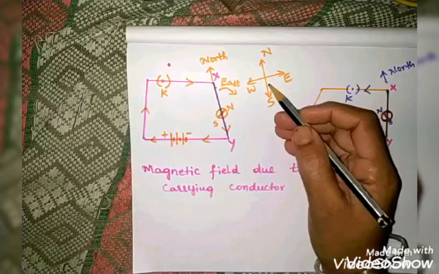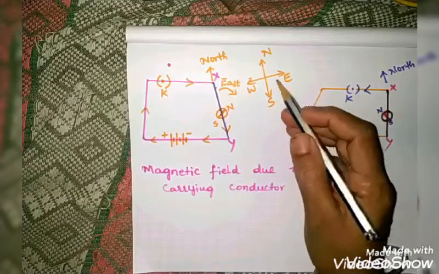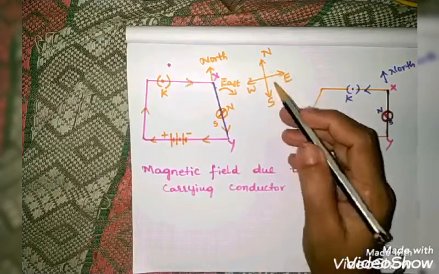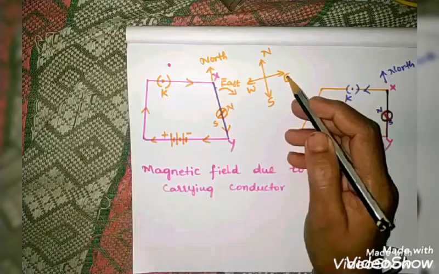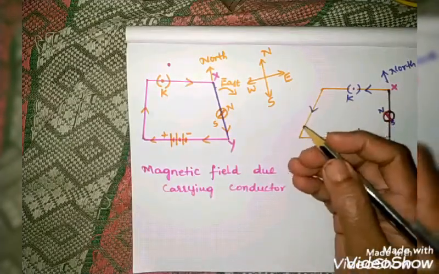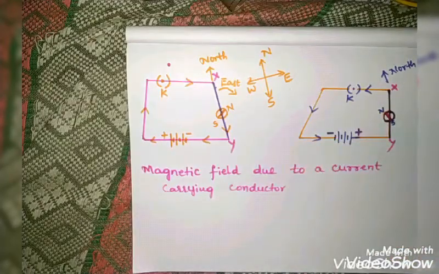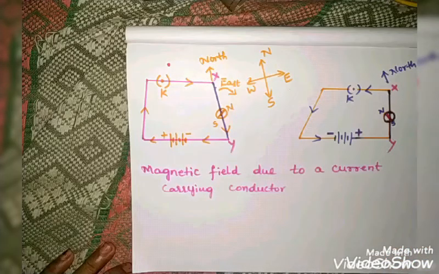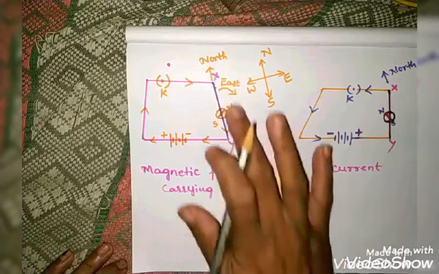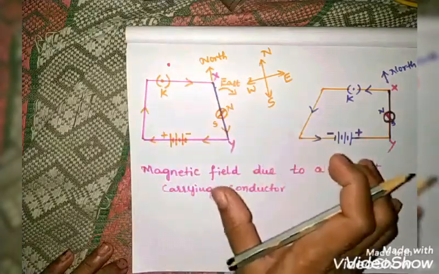Here you can observe, children, I have shown the geographical directions. Geographical north, south, west and east directions. We are going to know about the directions of the magnetic field. When the current is in one direction, what is the magnetic field? The direction of magnetic field we are going to find out in this one. The setup is made like this.